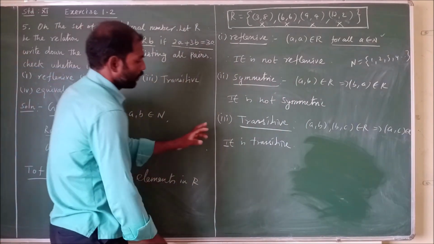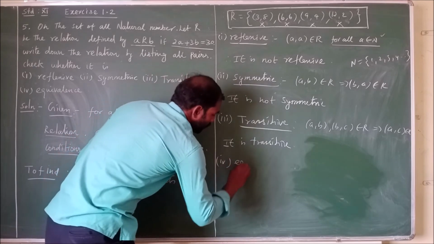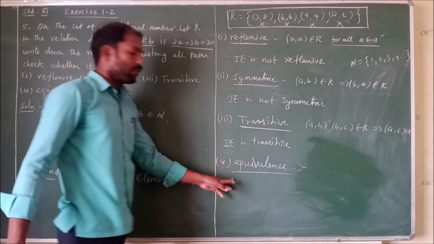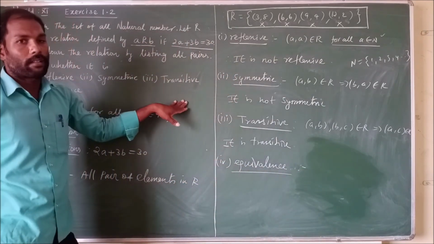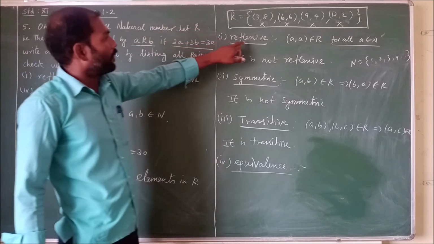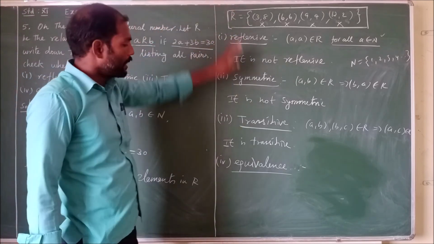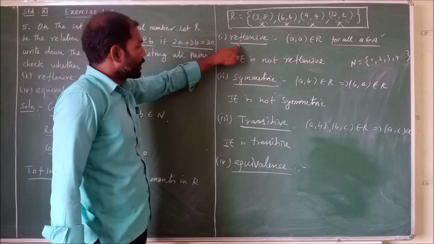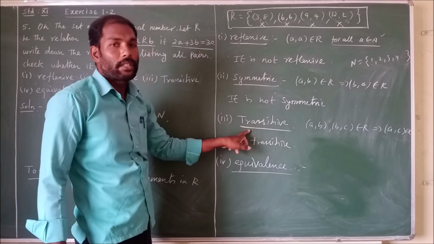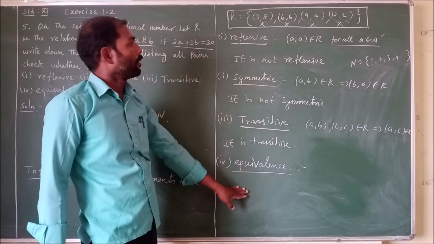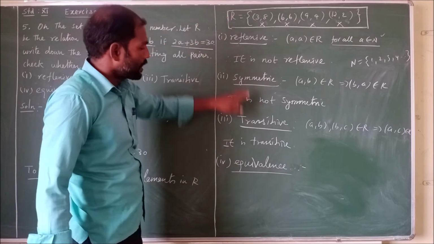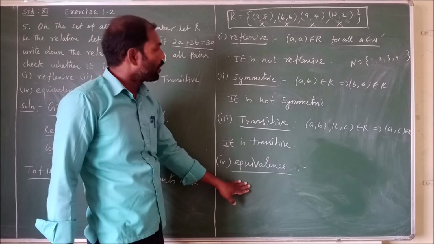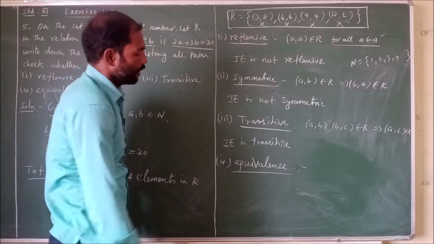So we have to conclude whether it is an equivalence relation. The fourth one is equivalence. The basic definition for equivalence: a relation that satisfies reflexive, symmetric and transitive is called an equivalence relation. But this relation satisfies only transitive, not reflexive, not symmetric. So the given relation is not an equivalence relation.